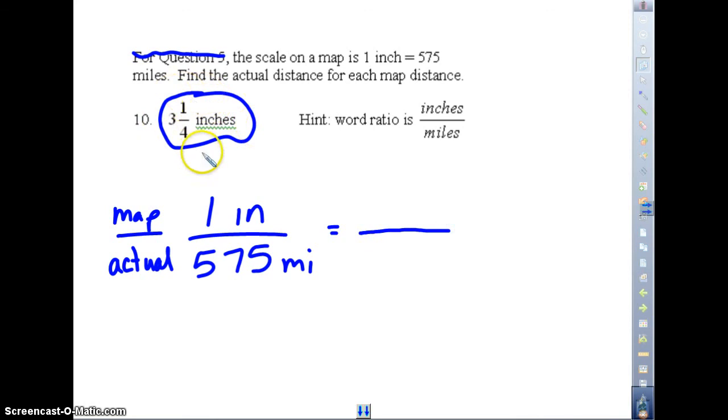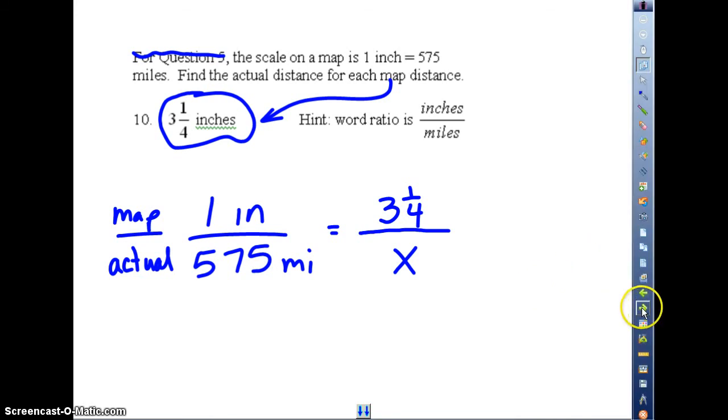This right here, is that actual distance out there in the real world, or is that on the map? Yeah, that's map. So put 3 1/4 here, and x goes down here. Convert to a decimal if you need to, cross multiply to solve. That's how a scale on a map works.